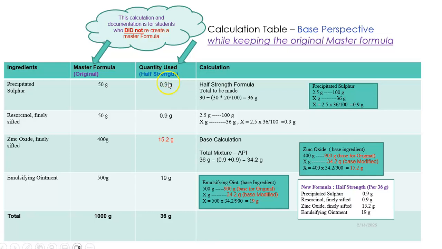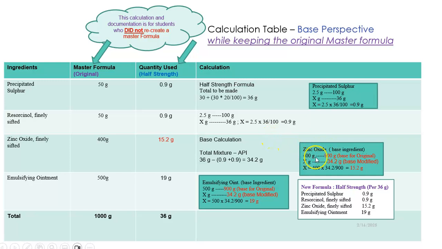So to say quantity used without signaling that this is the half strength, one may take up your documentation and think that this is an error in calculation. So somewhere in your calculation, if you're going to document keeping the original, you must make it very clear that the quantity used is for the half strength preparation.